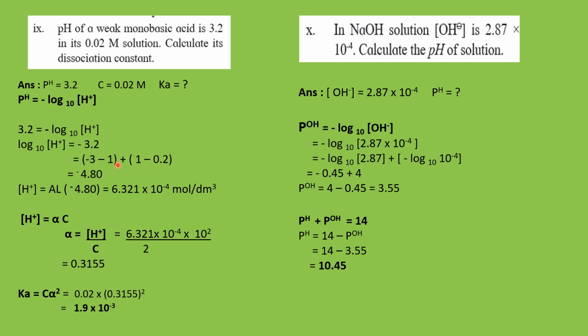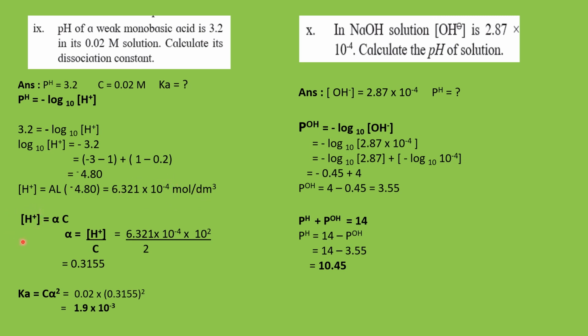So the characteristic part we can write as minus 3 minus 1 is bar 4, and 1 minus 0.2 is 0.8. Now we can take the anti-logarithm of 0.80, and the anti-logarithm of 10 raised to minus 4, we can write it as 10 raised to minus 4, which is equal to the anti-logarithm of bar 4.80, which is equal to 6.321 into 10 raised to minus 4 molar.